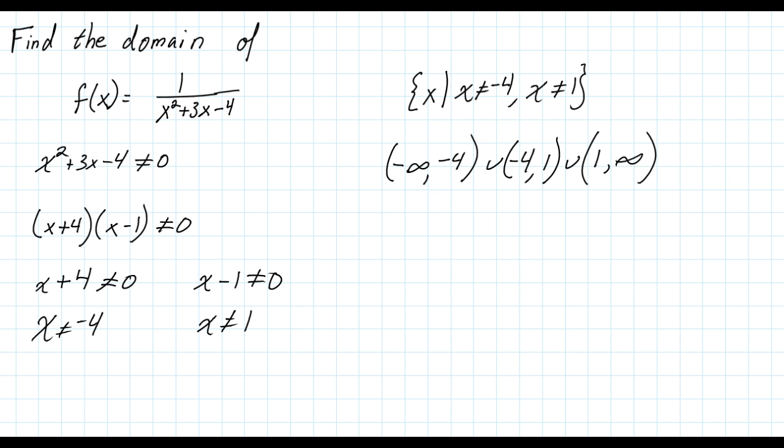And here it's important that you have negative 4 first and 1 second, right? You can't flip them around. Or finally, you can have R minus the set containing negative 4 and 1. Either of these is fine. So there you go.